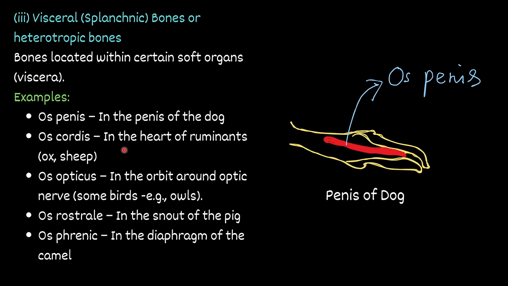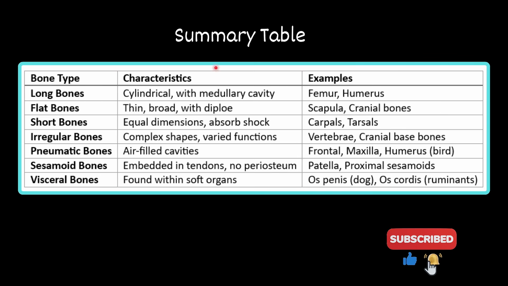Os cordis in the heart of ruminants. Os opticus in the orbit around the optic nerve in birds, for example in owls. Os rostrale in the snout of the pig. Os phrenic in the diaphragm of the camel. So this is a summary table for you.